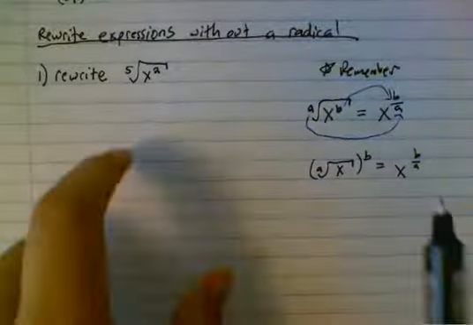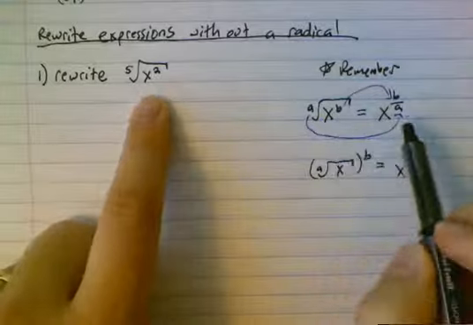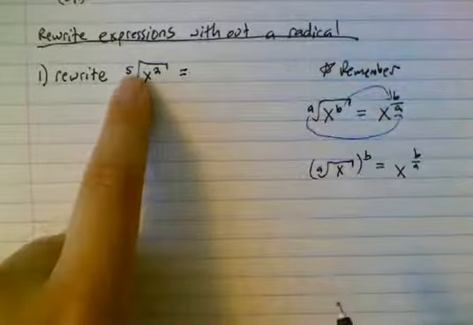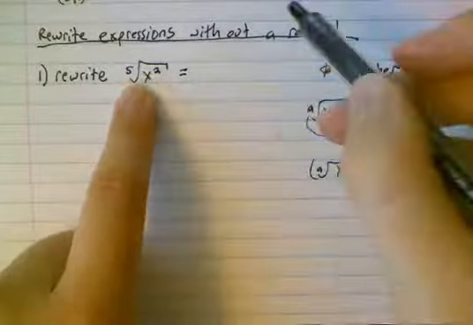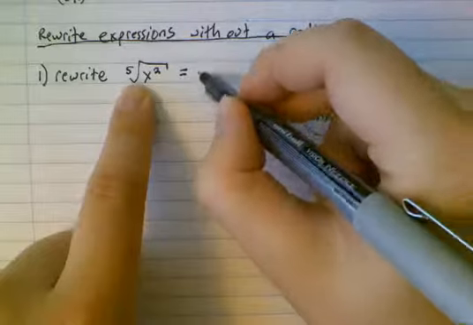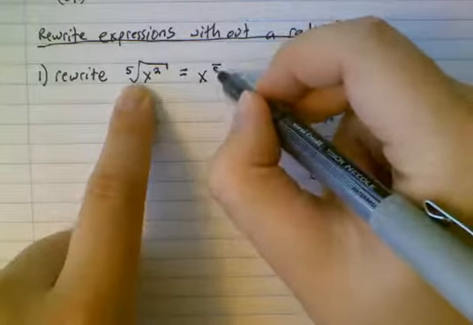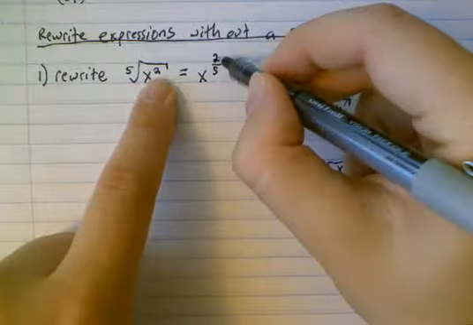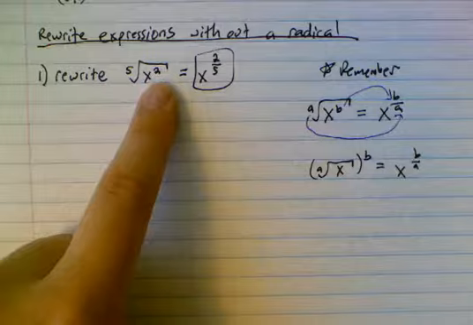Okay, so let's come back over here. We're just going to use this rule. The little number in front of the root goes in the denominator. This goes in the numerator, right like that.